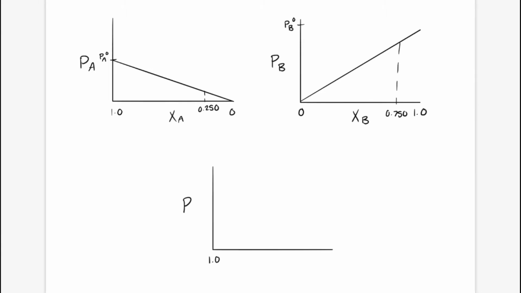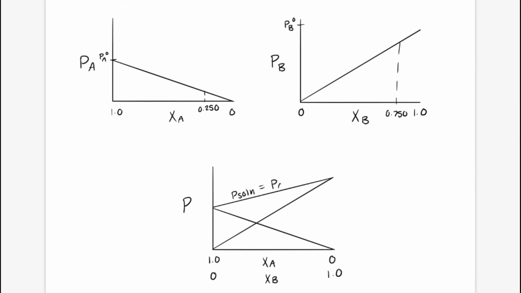Now that we have these two graphs, let's superimpose both graphs on top of each other. Since we reverse the x-axis for B, the mole fraction of A and B line up perfectly. If we draw a line connecting the vapor pressure of A to the vapor pressure of B, we obtain the total vapor pressure of the ideal solution. As you can see, it's a straight line, just as Raoult's law of linear relationship states.